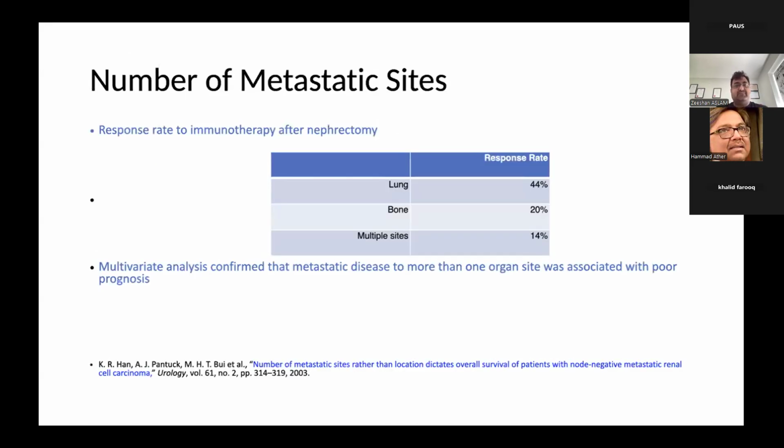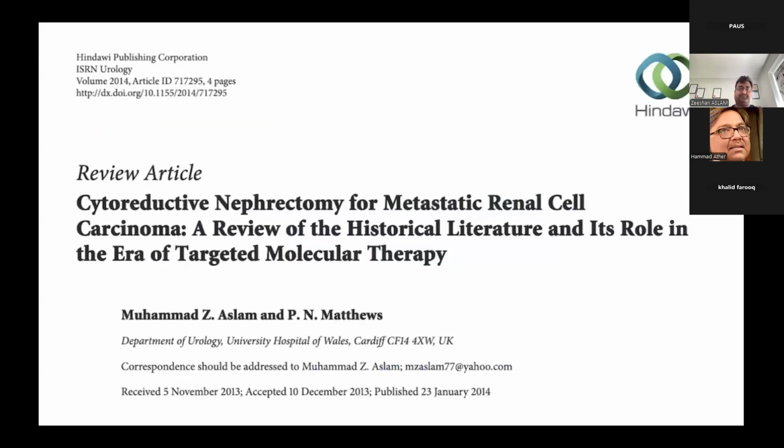This again applies in the current era as well: patients who have just lung metastasis do better than those with bone or multiple sites metastasis. And those who have more than one organ site were associated with poor prognosis. And generally, with multiple sites, even in the current times, we don't proceed with cytoreductive nephrectomy.